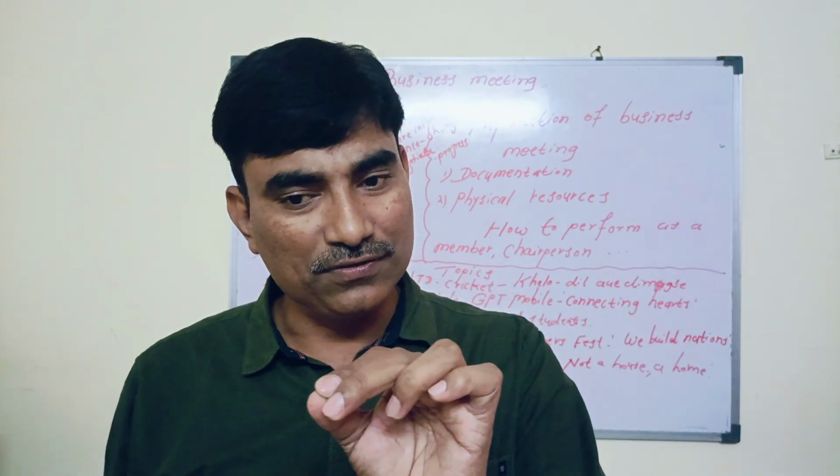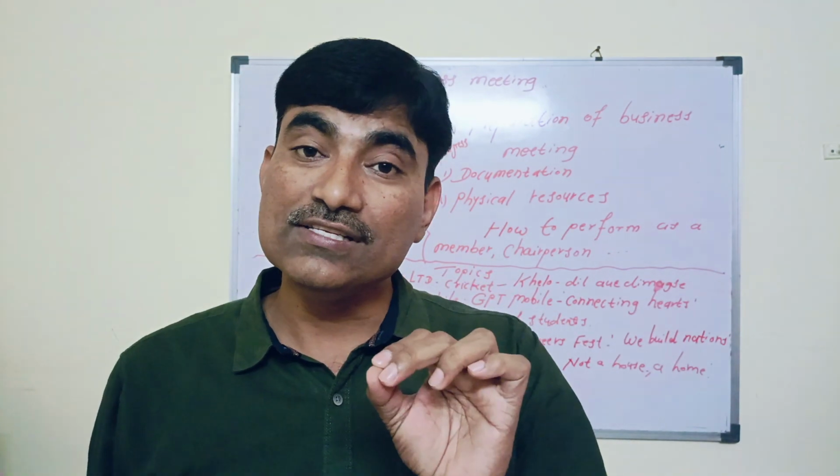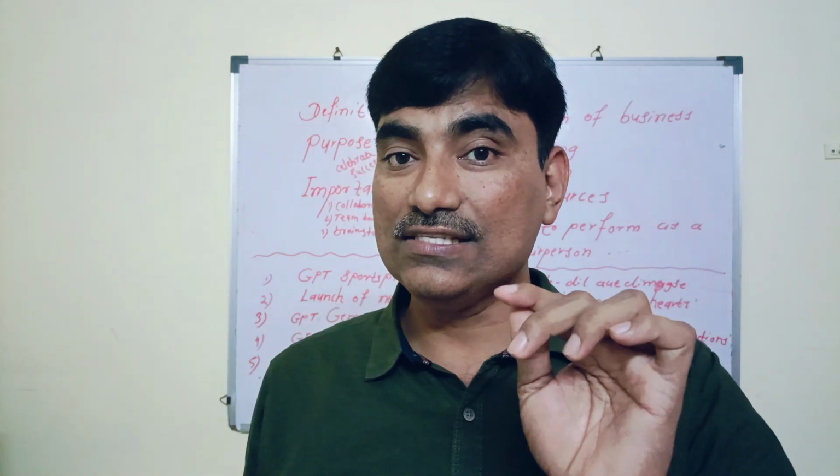to discuss the following agenda. Now, what is this agenda? Agenda is the list of items to be discussed, or the list of topics to be discussed during the business meeting. It may be 1, 2, 3, 4, or it may be just only one agenda or only one topic.